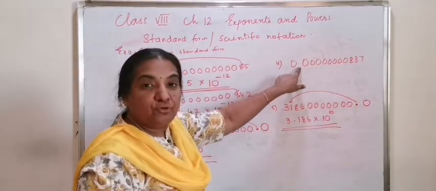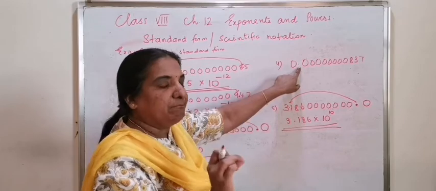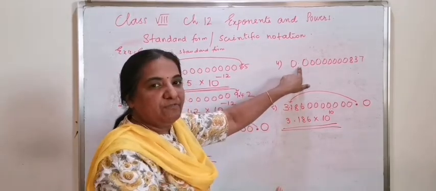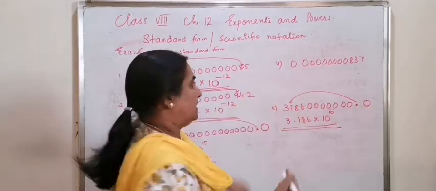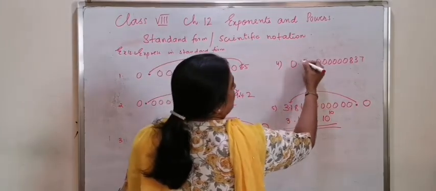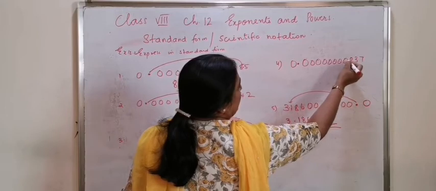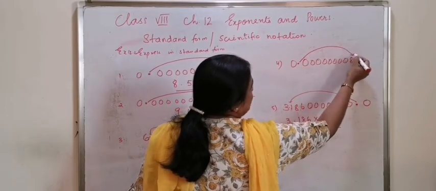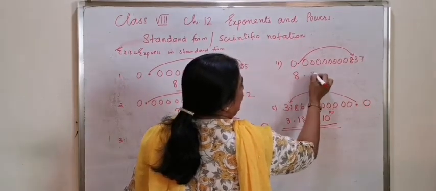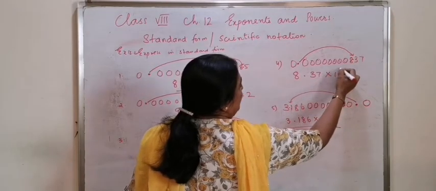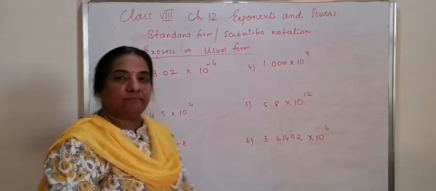The number given in the fourth question is a very small number. The power will always be a negative exponent. So the decimal here, 1, 2, 3, 4, 5, 6, 7, 8, 9, 9 places to the right, so 8.37 into 10 to the power of minus 9.